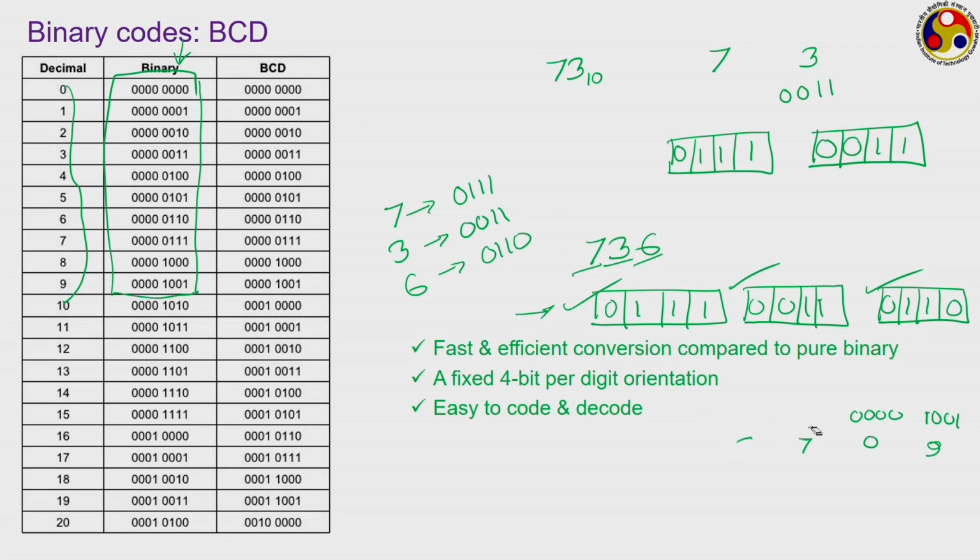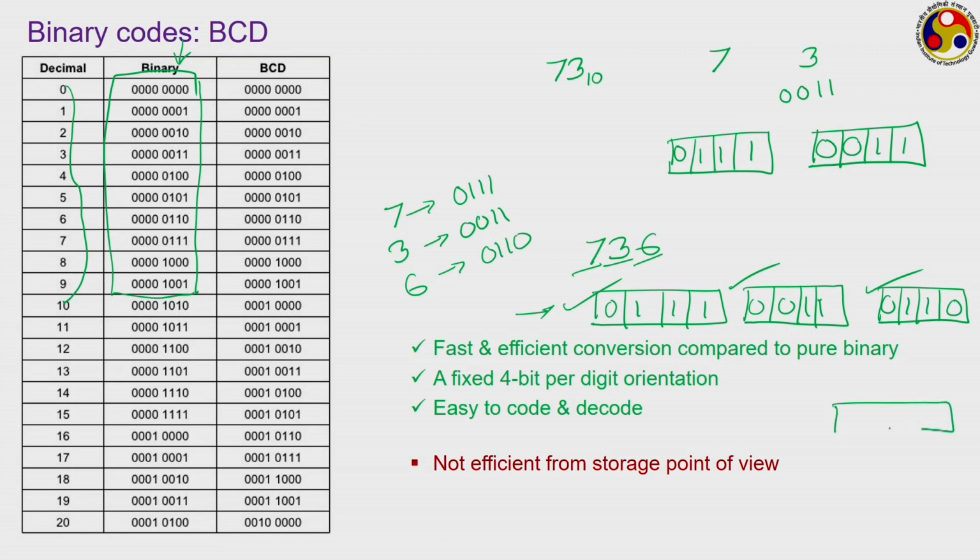Whatever is the number of digits in the decimal number, the same will be the number of 4-bit registers required here. But it is not very efficient from a storage point of view, because remember, in a 4-bit register, what is the largest number that we can store? This is your 4-bit register. Then the largest binary you can store is 1111, which is 15, or we can also calculate it directly as 2 to the power 4 minus 1, which is 16 minus 1, that is 15.